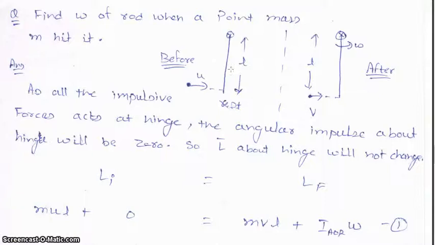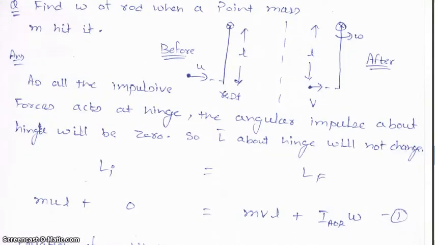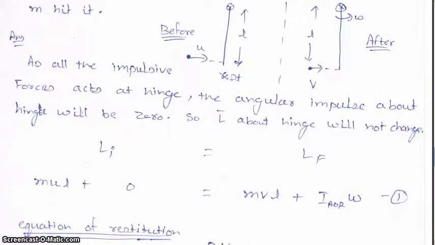A particle hits a rod which is hinged at its top, and we have to find its angular momentum after collision. The restitution, length, and mass of the rod are given. As all the external impulsive forces are acting at this point, if we take angular impulse about this point, it will be 0, so the angular momentum about the hinge will not change.